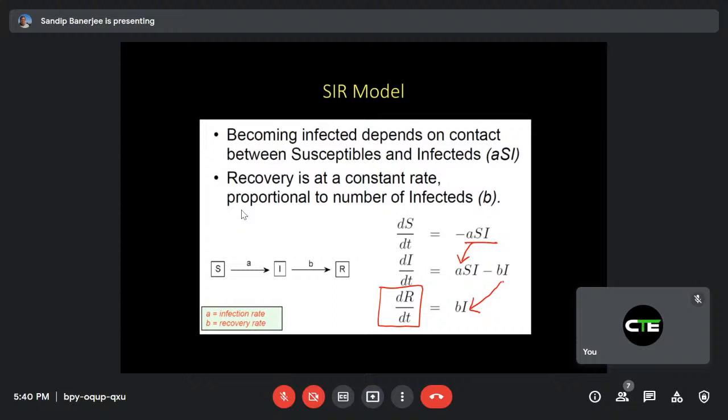If one wants to say that from the recovered class there is a possibility that you again become susceptible, which is fine, I will just put a minus C times R, and that C times R will go here as plus C times R.